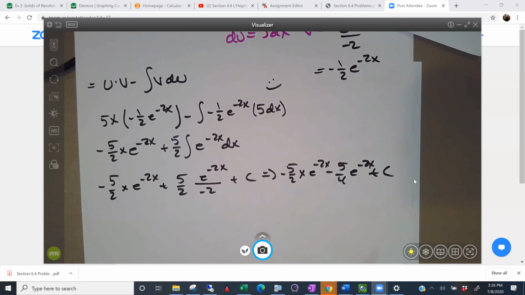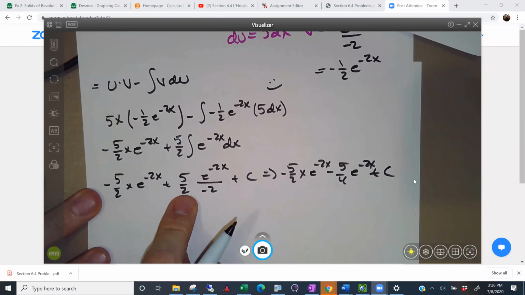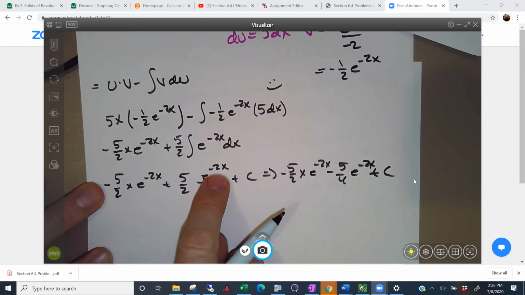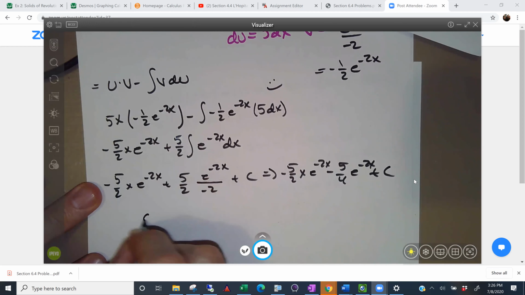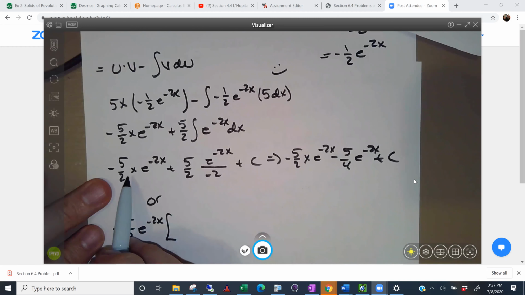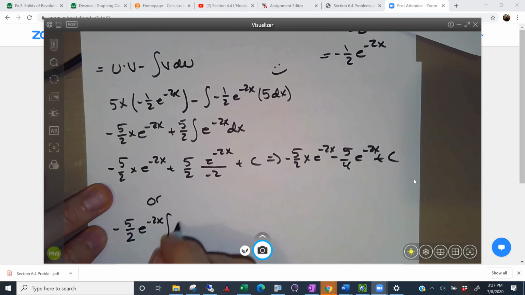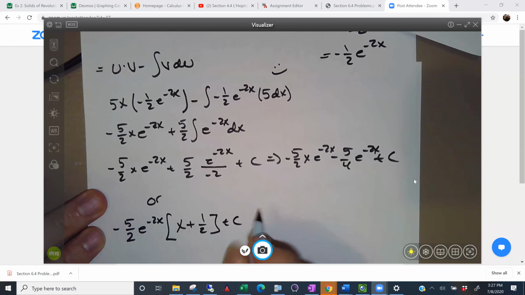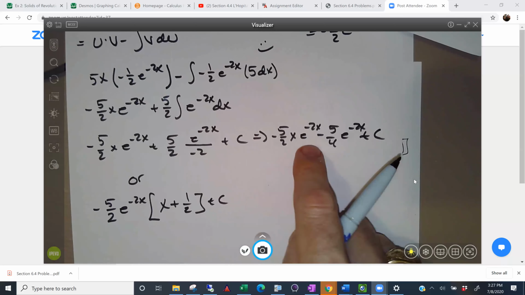If you looked at their answer, they'd probably factor out the negative and the 5/2 e to the negative 2x here. If I factored out the negative and the 5/2 term, that would leave behind x. The negative's gone and I'd be left with x plus a half, plus a constant. So that'd be an alternative way to write that.